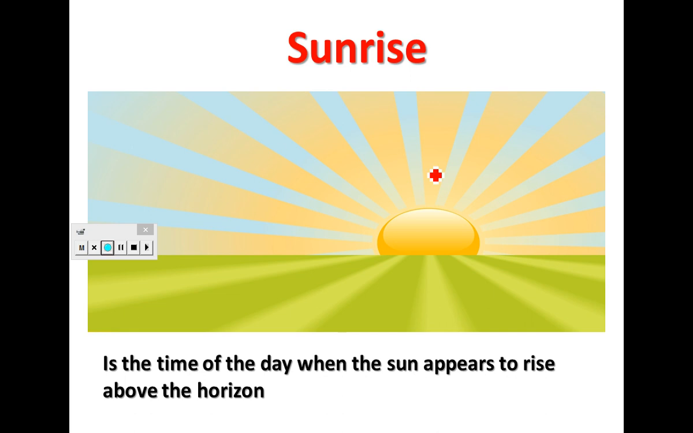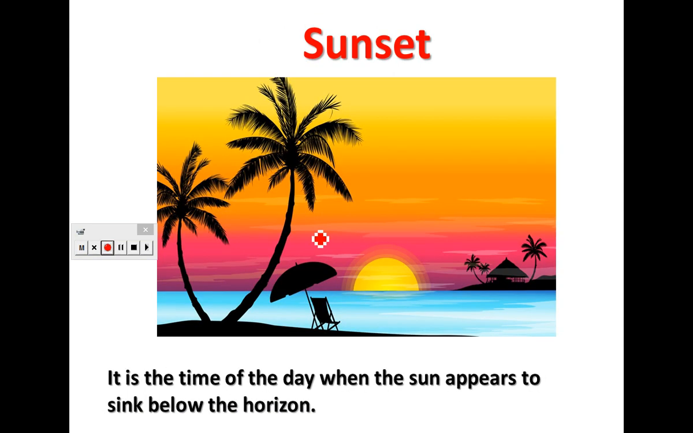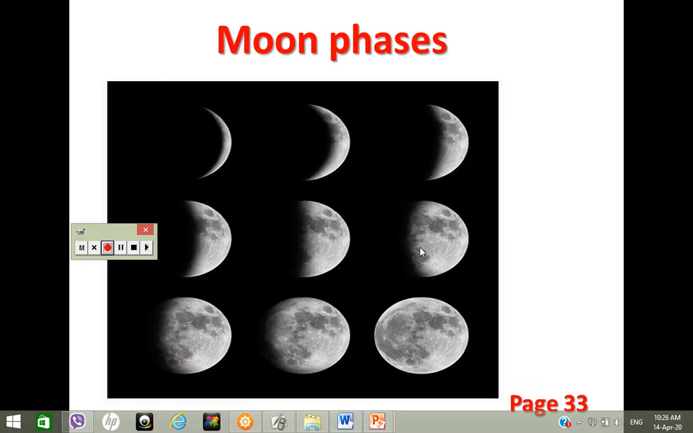What about sunrise? We said sunrise is the time of the day when the sun appears to rise above the horizon. So this line is called the horizon and the sun is rising above the horizon. This is called what? The sun. What about the sunset? The sunset is the time of the day when the sun appears to sink below the horizon. Where is the horizon? Here. So as you can see, the sun appears to sink below the horizon.